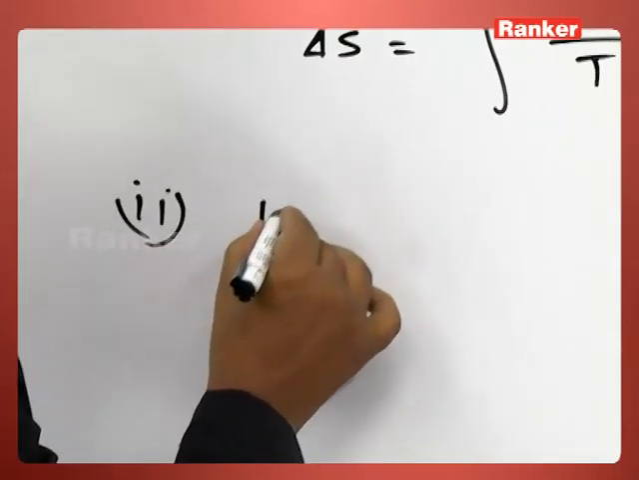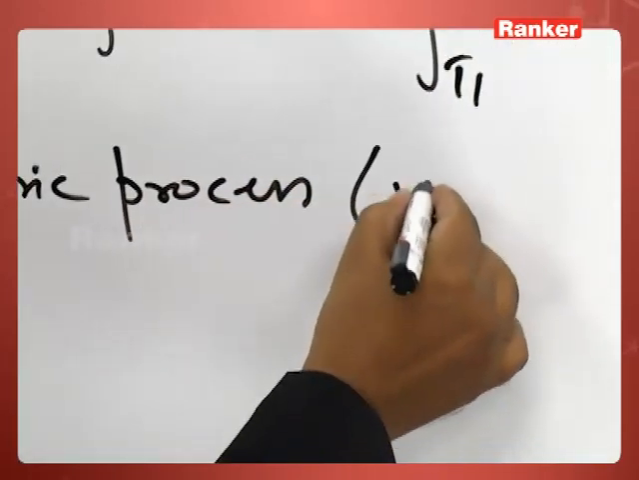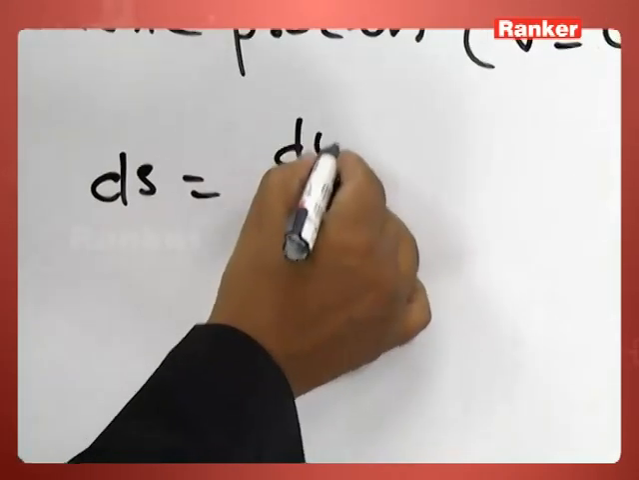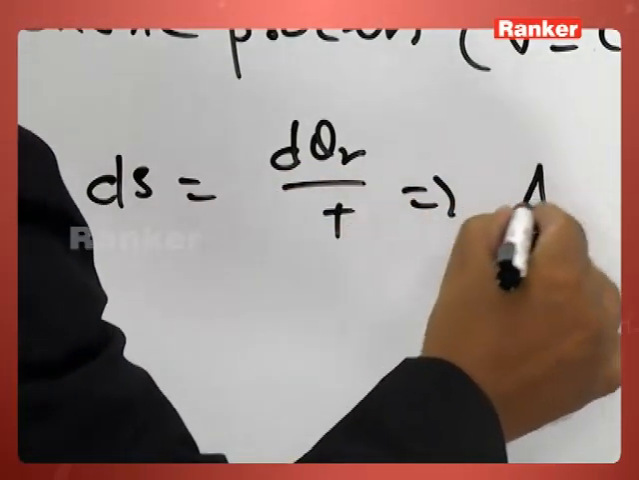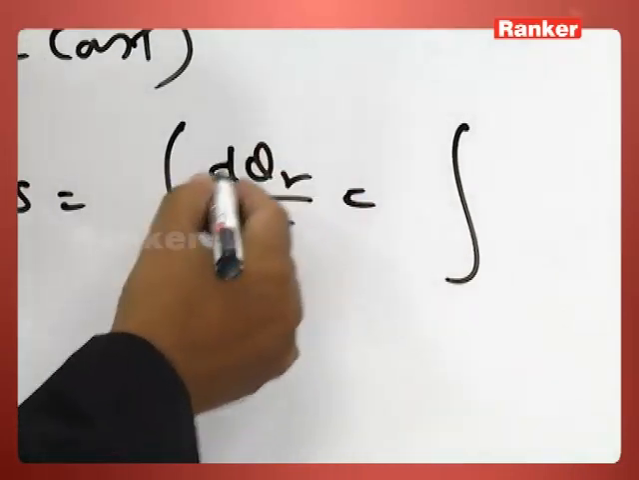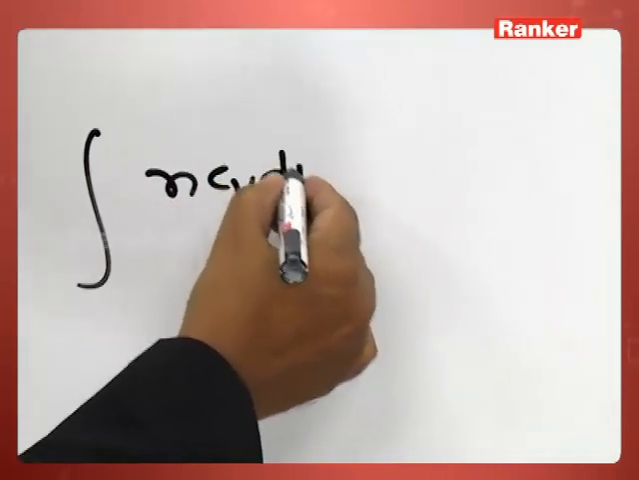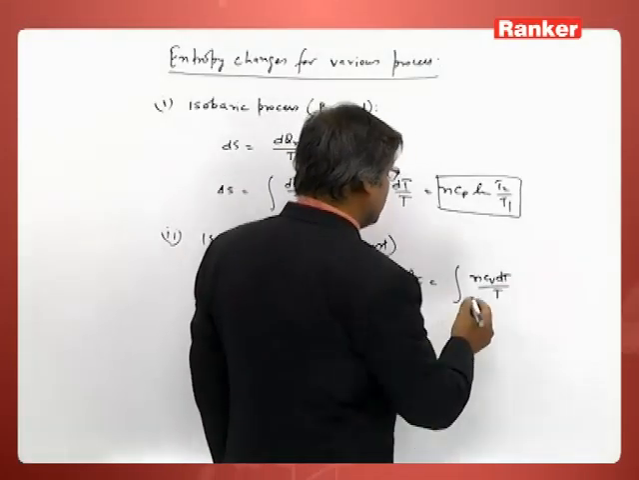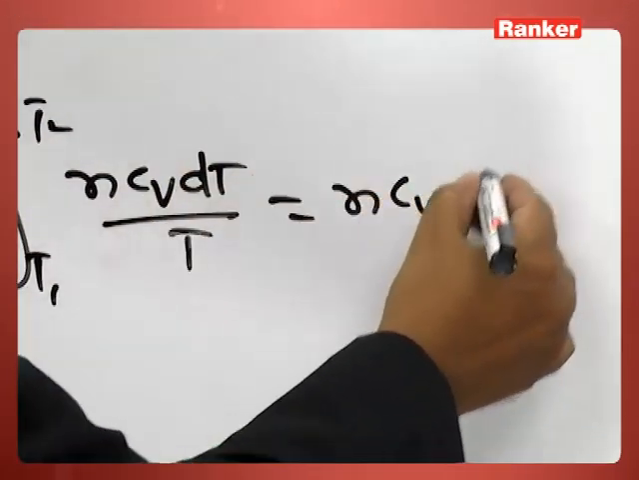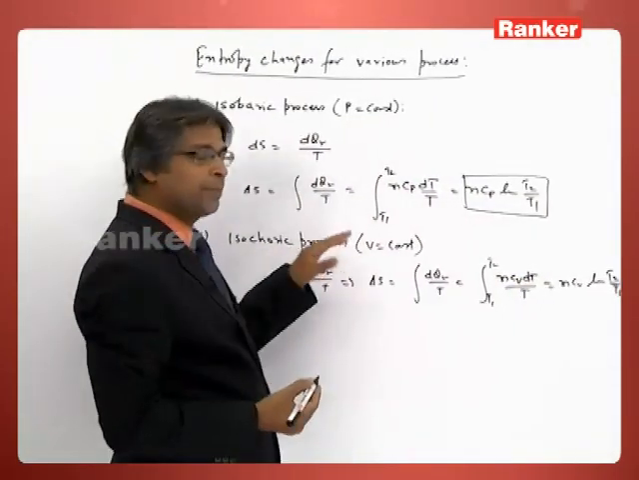Now if an isochoric process is there, isochoric means V is equal to constant, then again you see dS is equal to dq_r by T, which implies, if I integrate both sides, the integral of dq reversible by T. Now for an isochoric process, this is n Cv dT by T, and suppose this is T1 to T2, so we have n Cv ln T2 by T1. So this is the isochoric process.